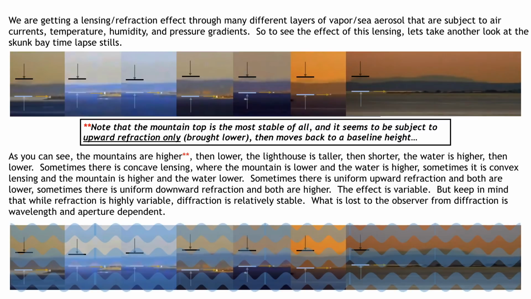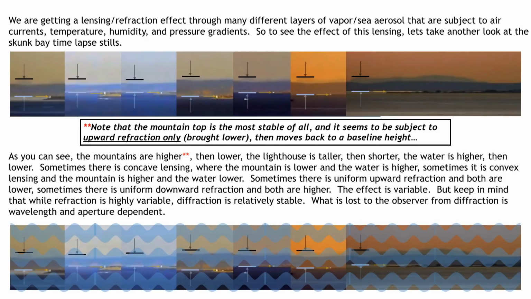So to see the effect of this lensing, let's take another look at the Skunk Bay time-lapse stills and see what we can determine here. One thing I want to make clear is look at how you can see the mountain much better during sunset, and that's because those reds are less refracted away. They experience more diffraction, but we're not experiencing a diffraction limit at this point, like we talked about in part 3. So you're seeing the reds through the atmosphere a lot more than you're seeing the blues. The blues have been scattered out.